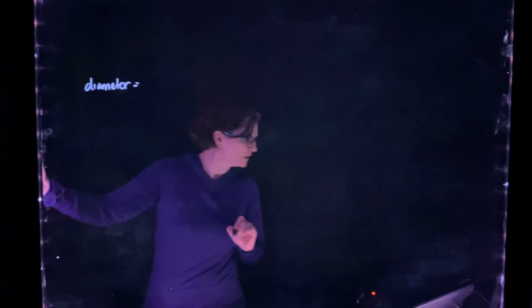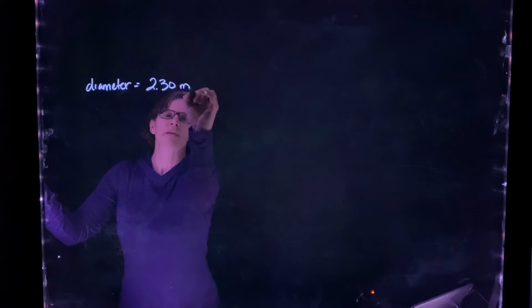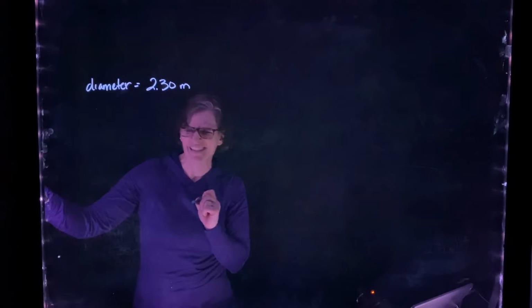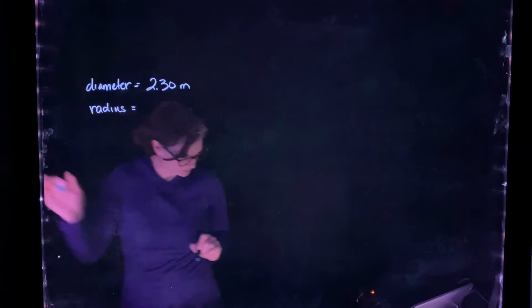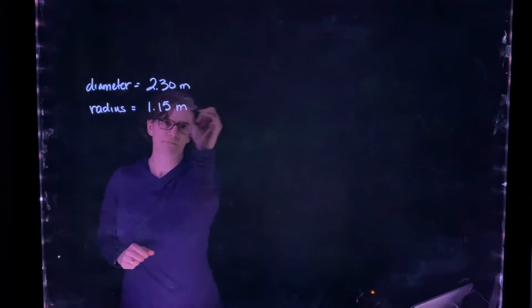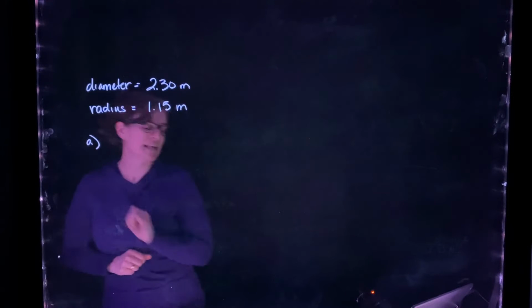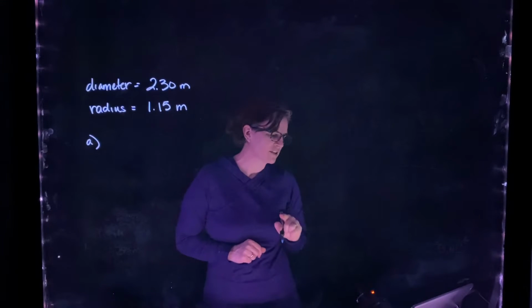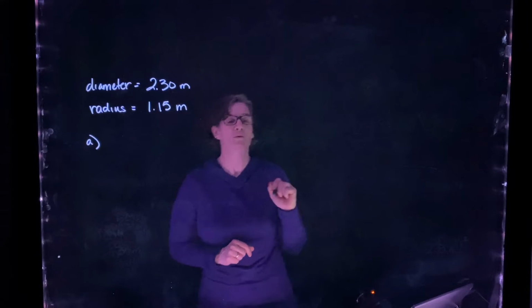So we know that the diameter of the propeller is equal to 2.30 meters. We're going to need the radius, so we also want to recognize that the radius of the propeller is equal to 1.15 meters. All right, Part A. Part A says, what's the angular velocity in radians per second if it spins at 1200 revolutions per minute?